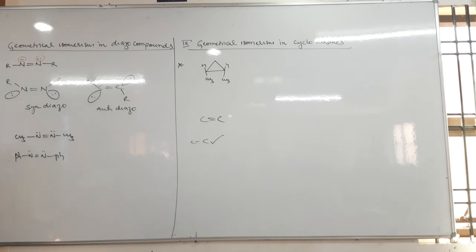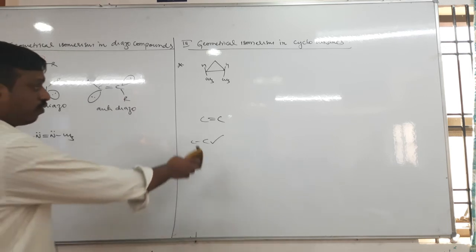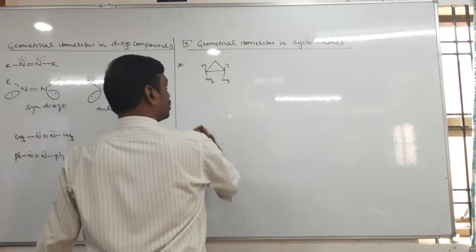Which ones? 1,2 disubstituted cycloalkane, 1,3 disubstituted, 1,4. Is 1,1 possible? No. 1,2, 1,3, 1,4, 1,5, 1,6, not 1,1 or 2,2. The following cycloalkanes can exhibit geometrical isomerism: 1,2, 1,3, 1,4, 1,5 disubstituted cycloalkanes.